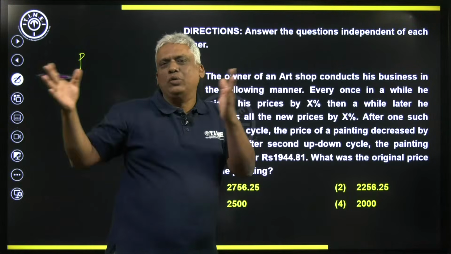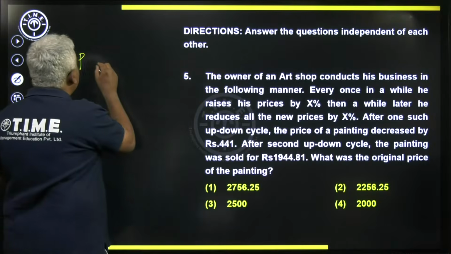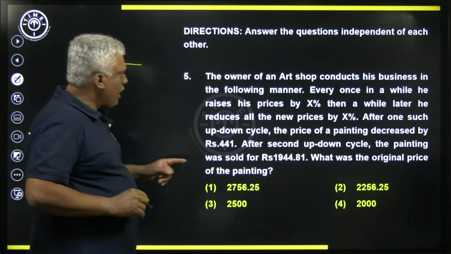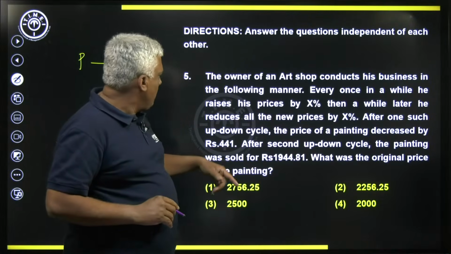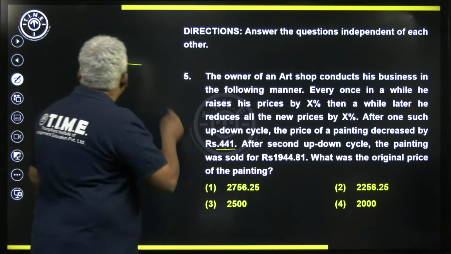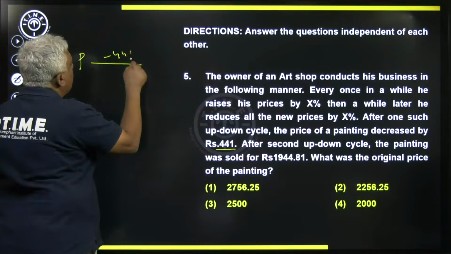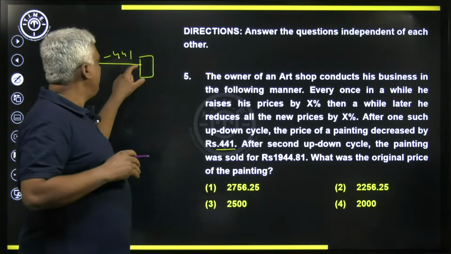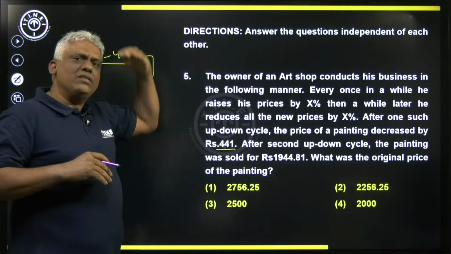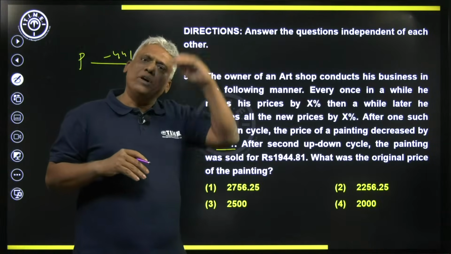So again, no need to go into equations. We know that the price has decreased by something. And how much decrease is given, right? After the first increase and decrease cycle, the price has decreased by 441. So the price has decreased by 441. Now the price has become less, the lower base. Again there is an increase and decrease. So again the same percentage change will be there.